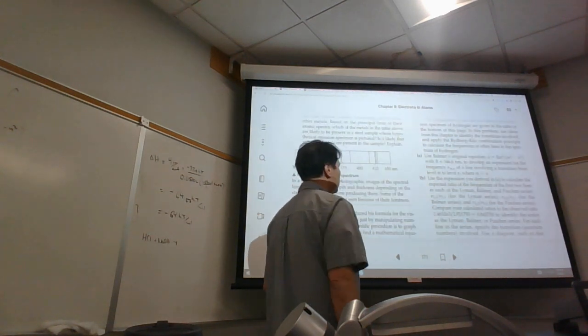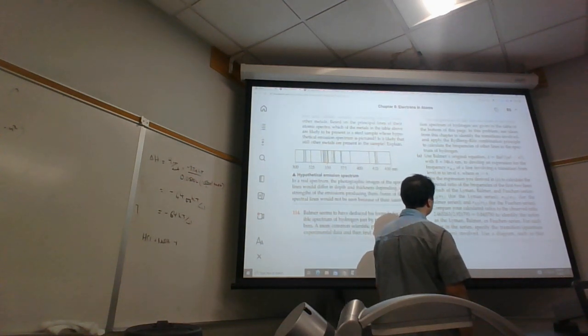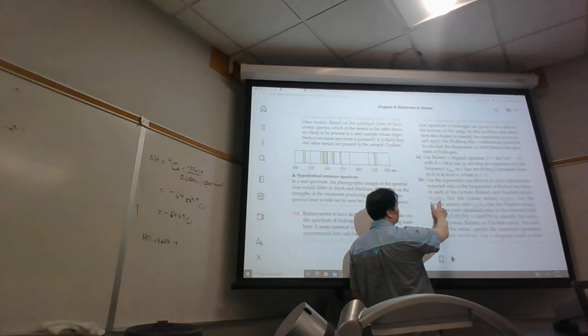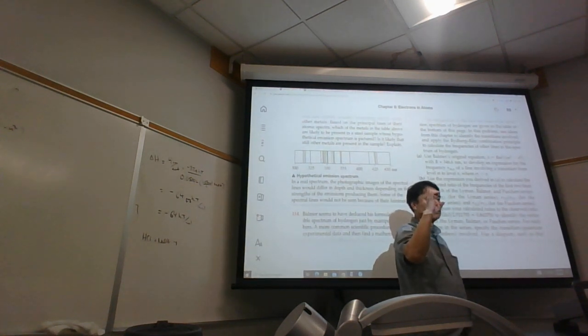Part B, use the expression you derived in A to calculate the expected ratio of the frequencies of the first two lines in each of the Lyman, Balmer, and Paschen series. So here, this is the frequency for the 2-1 transition. And so they want us to take the ratio of the frequency of the 2-1 transition over the frequency of the 3-1 transition and see if there's a pattern there.